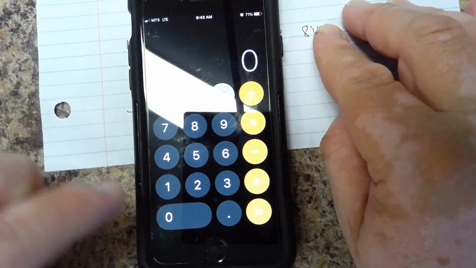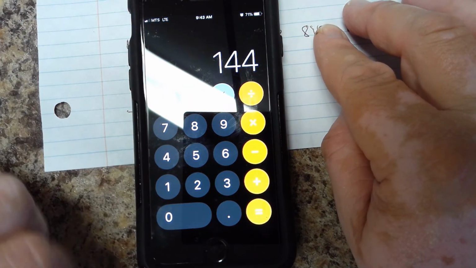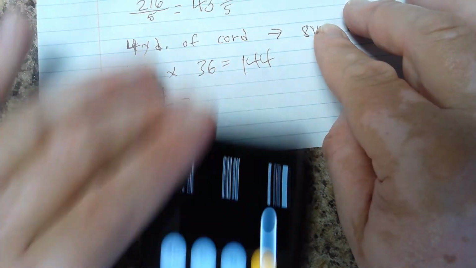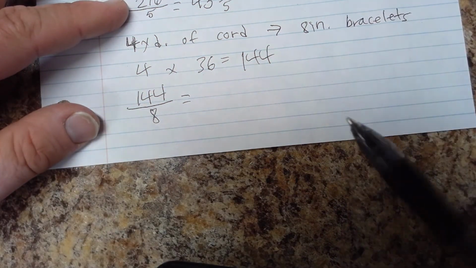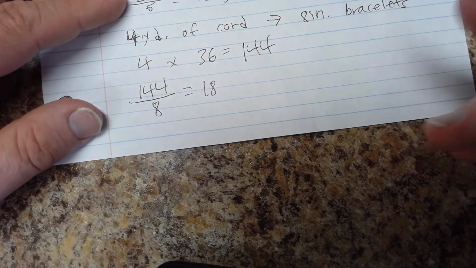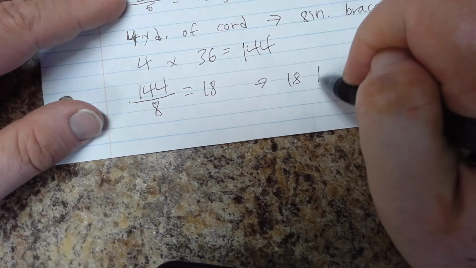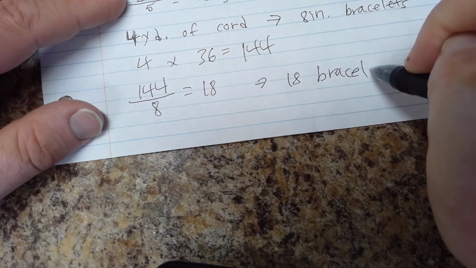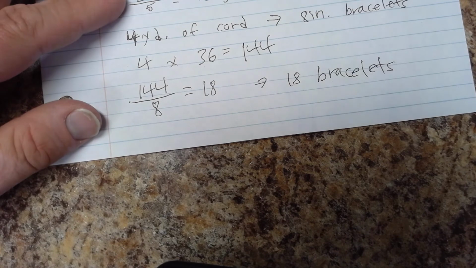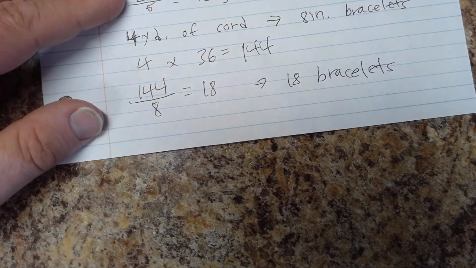Just to show you, 18 times 8 is 144. So very simple, actually. The answer is 18. You can make exactly 18 bracelets. Nothing left over. This problem was a lot easier than I made it, I'll be honest. I was overthinking it.